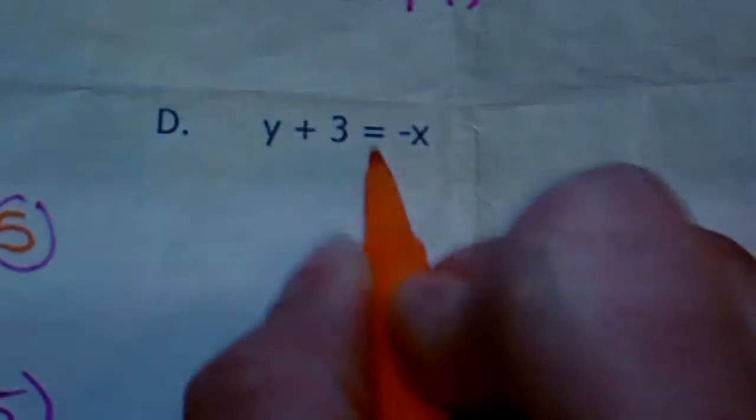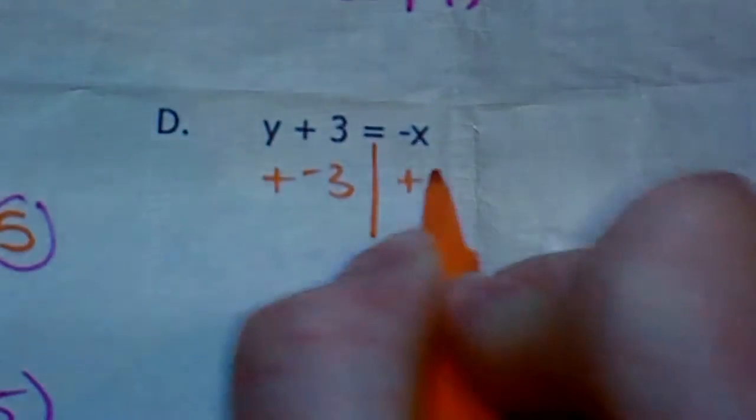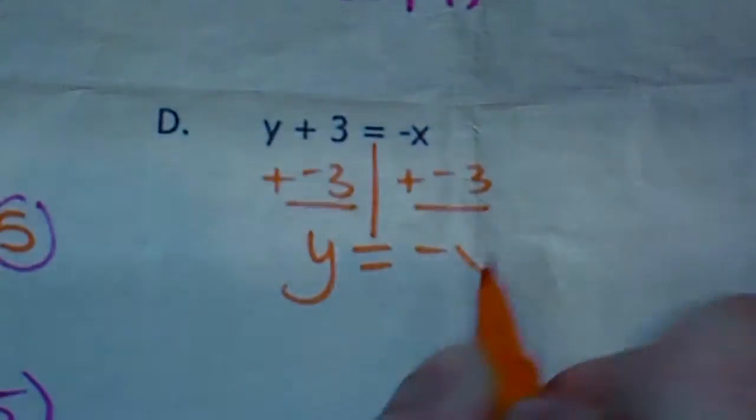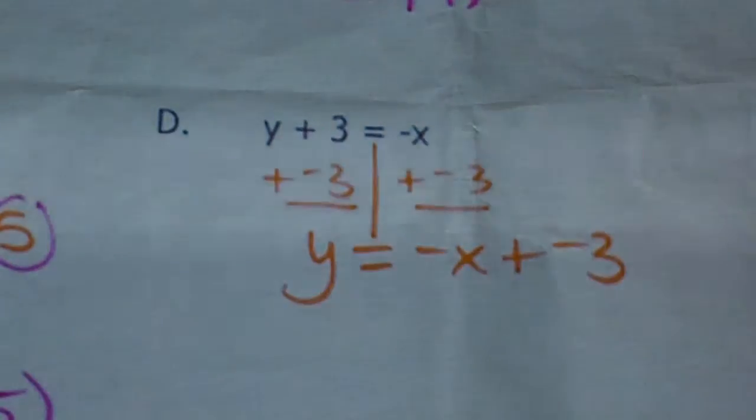Next, again, check it out. Y is not alone yet. Y really likes to be alone. So we're going to give y what it wants and add a 3 to each side, or subtract 3, whatever floats your boat. So y is equal to -x plus -3.